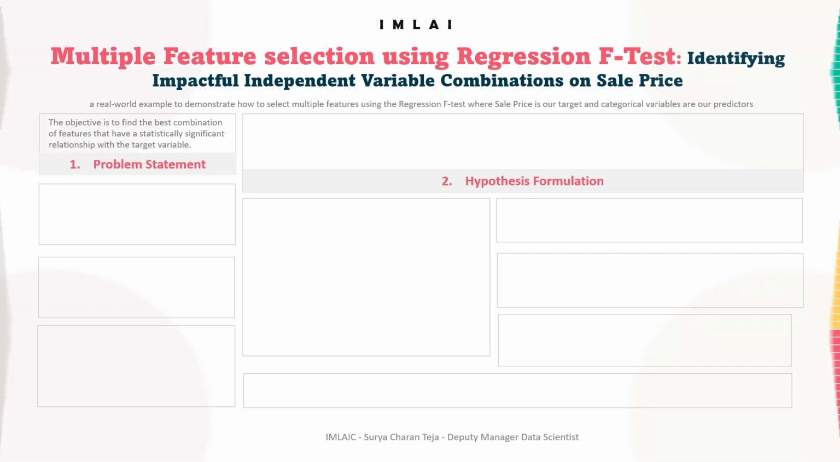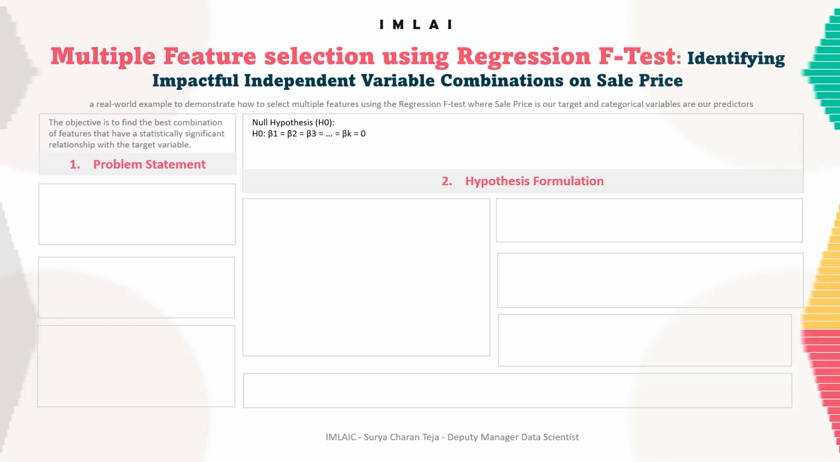So the null hypothesis basically means there is no significant relationship between the set of independent variables and the target variable. That's our null hypothesis. And if you deep dive into that, what you see is a mathematical equation: beta sub 1, beta sub 2, beta sub 3. These are all coefficients of a multiple linear equation.